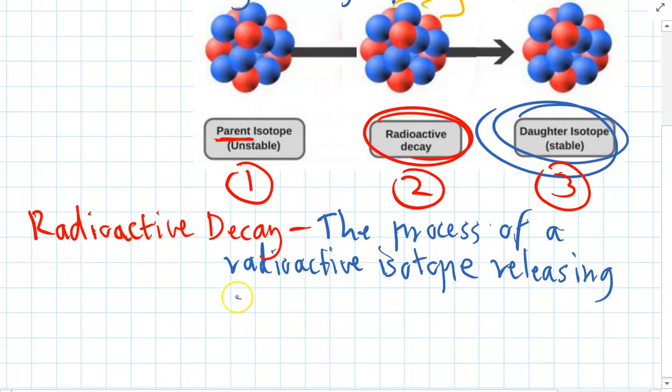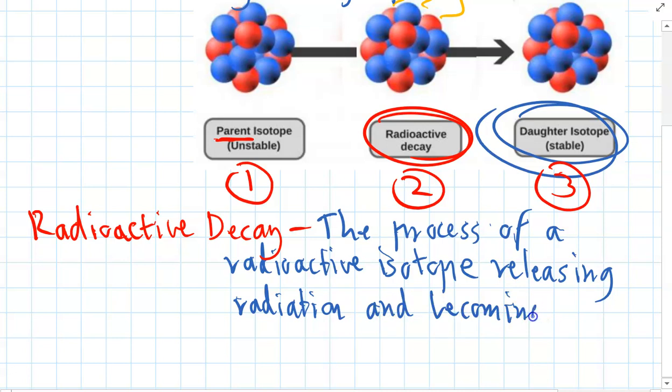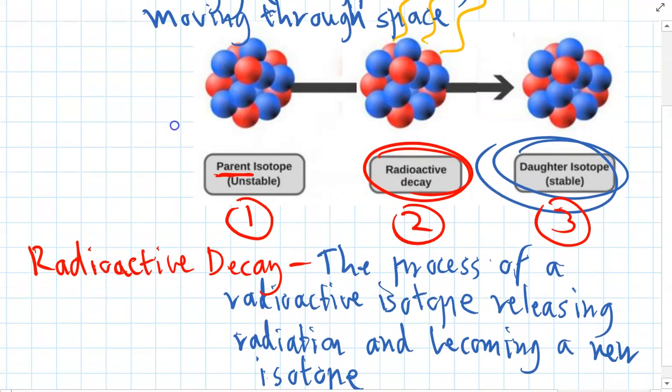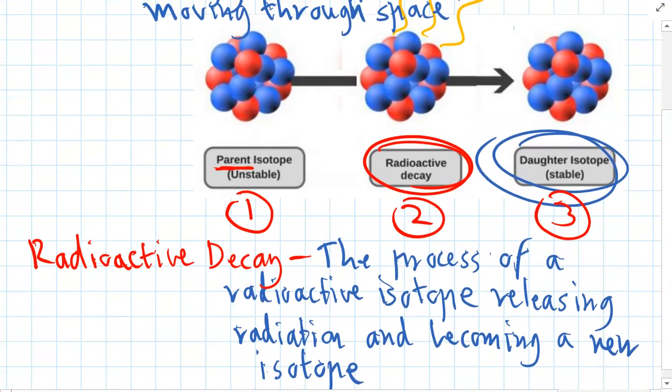A radioactive isotope releasing radiation and becoming a new isotope. So elements can actually change from one element to another when they undergo radioactive decay. A really common example is carbon-14. The isotope carbon-14 actually changes to nitrogen-14 when it undergoes radioactive decay.